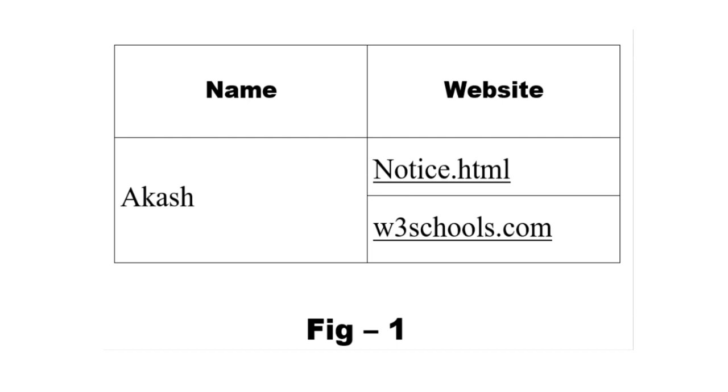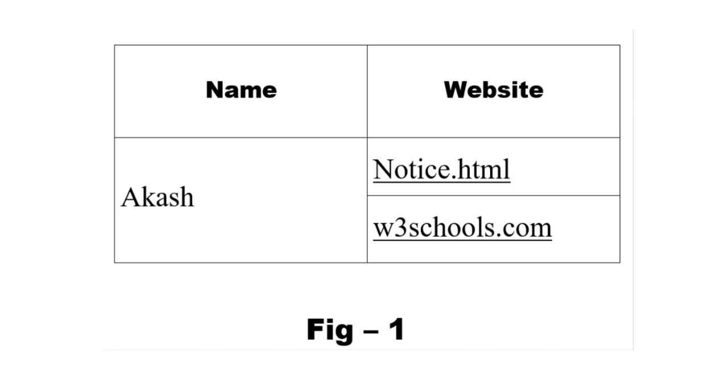Now let's find out which one is our table heading. Here you can see name, website, those are table heading. Why? Because they are bold format. Then see here Akash, this one is table data. Why? Akash is under name th. And then again see notice.html and w3schools.com, those are also under website. Website is table heading, right? That's correct. And notice.html and w3schools.com are also table data, and also those are links, hyperlinks.